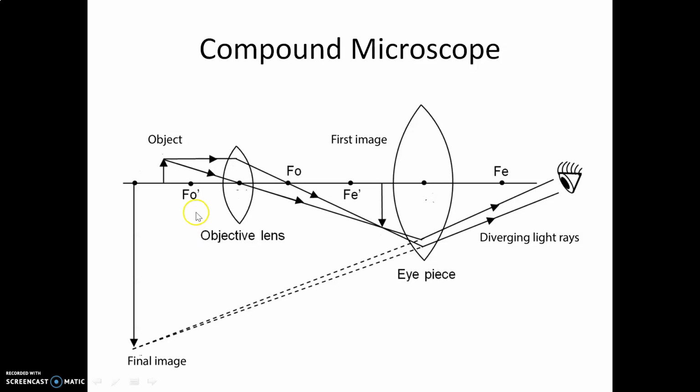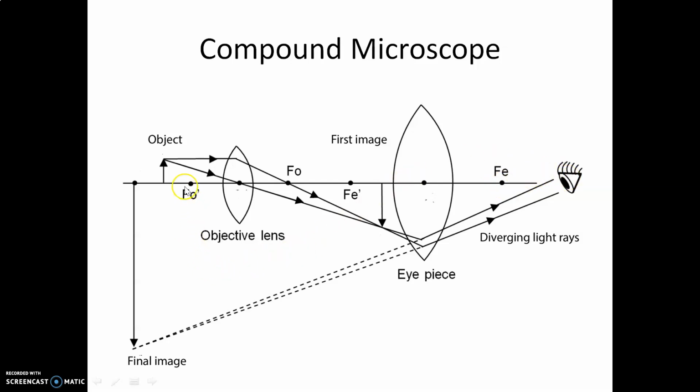A compound microscope is formed by using two double convex converging lenses positioned as shown. The first lens that is close to the object, for example, right here, say on a microscope slide, is referred to as the objective lens. The objective lens has two foci here and here. And then the lens that you actually look through is called the eyepiece. It's a larger lens that also has its own two foci here and here. The observer is over here on the right-hand side.